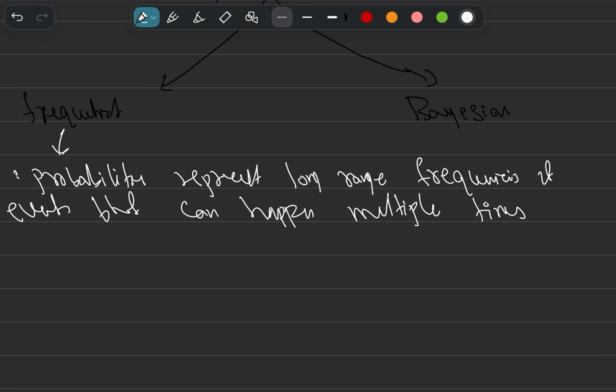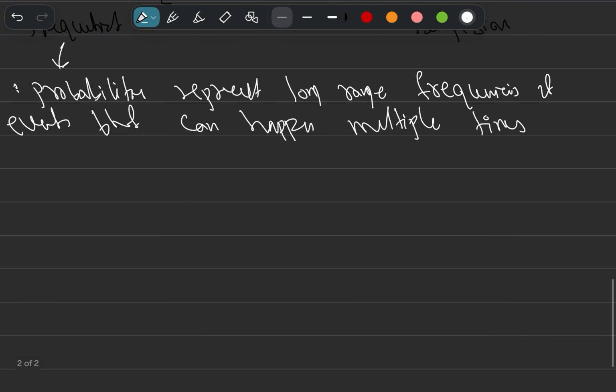So what do we mean by that? In plain English, this means that if you keep repeating an event, then the frequency with which a particular event occurs is what we call a probability. If we keep tossing a coin again and again and again, then most likely 50% of the time we are going to get heads and 50% of the time we are going to get a tail, right? And that's what we mean by long-run frequencies of events. So that's the frequentist interpretation.